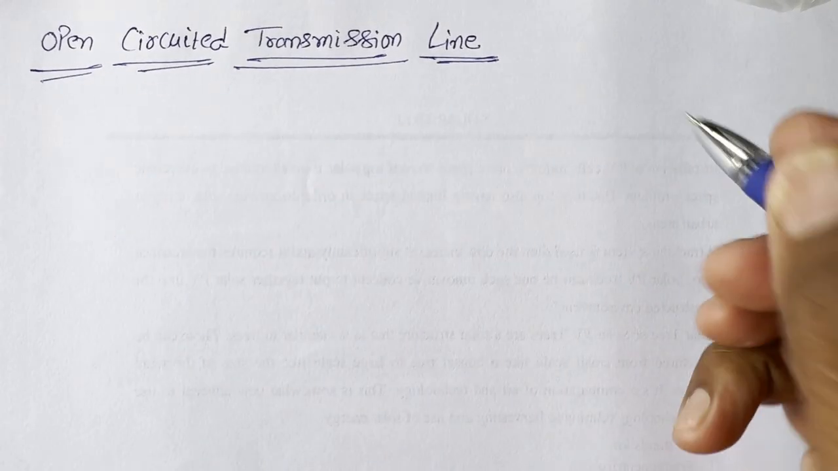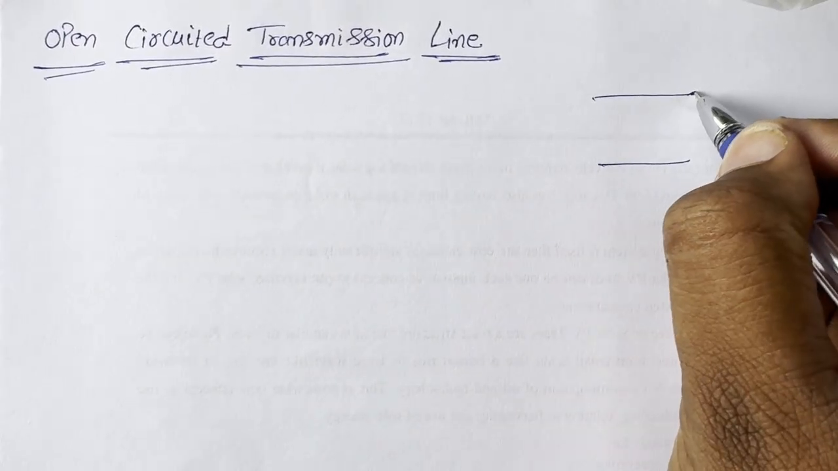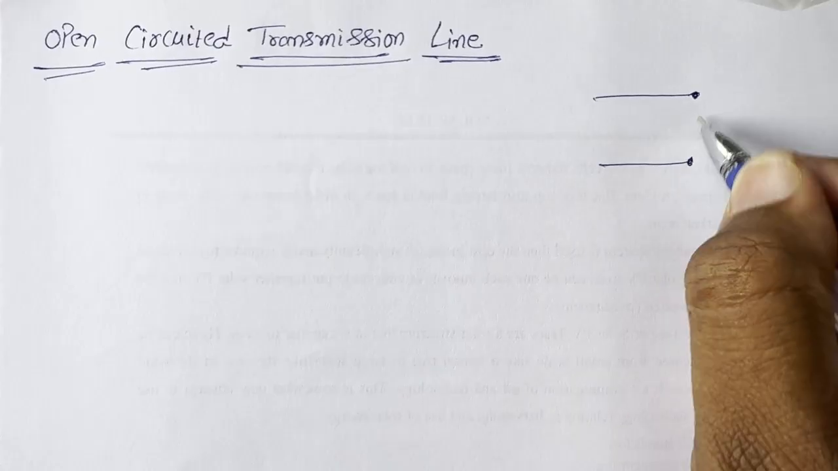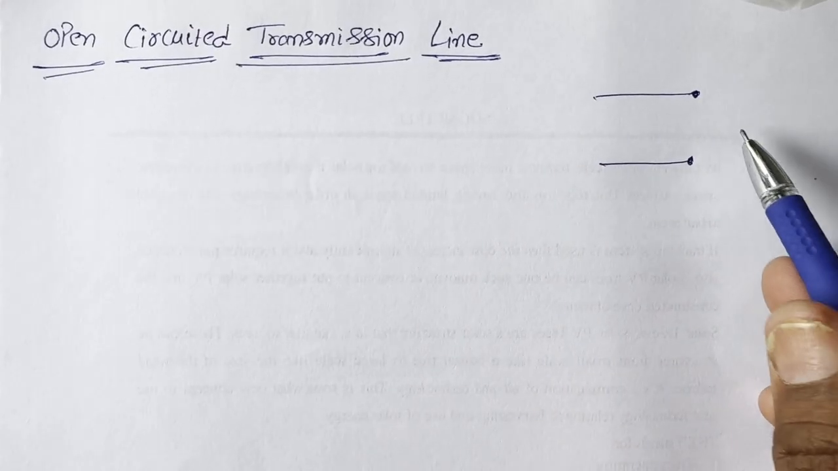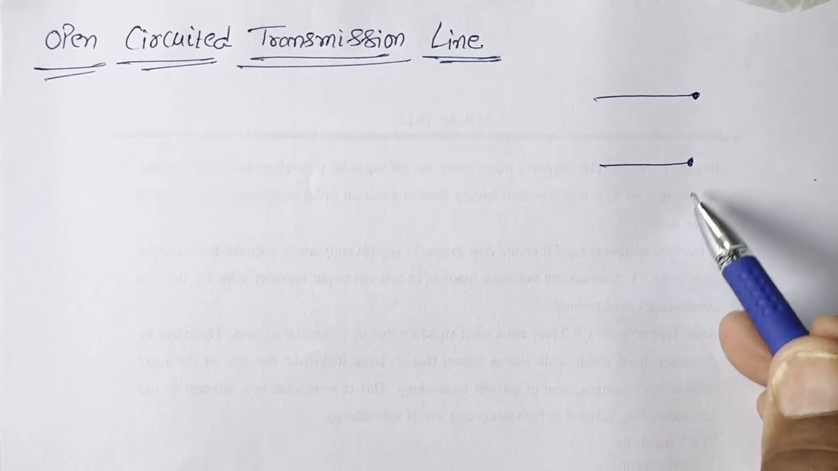Good morning, students. Now we will discuss open circuited transmission line. In our previous section, we had discussed short circuited transmission line. Similar to that, we have to discuss here open circuited transmission line. Simply, an open circuited transmission line will look like this. That means at the load terminal, we are making open circuit. It is open circuited transmission line.